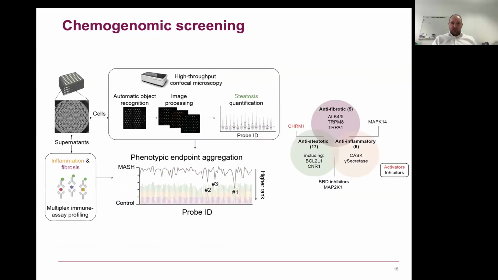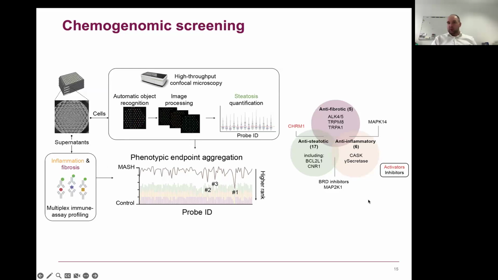So we've done this here first in a pilot screen, in total 200 or so different probes that we tested that were ready at the time of conducting these experiments. It's a multiplex system. So from the spheroids, we image for steatosis using high throughput automatic confocal microscopy. And in the supernatants, we evaluate from the same spheroids inflammatory and fibrotic markers, procollagen secretion levels, as well as 3 different cytokines.